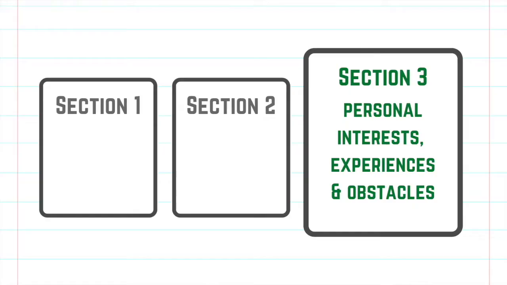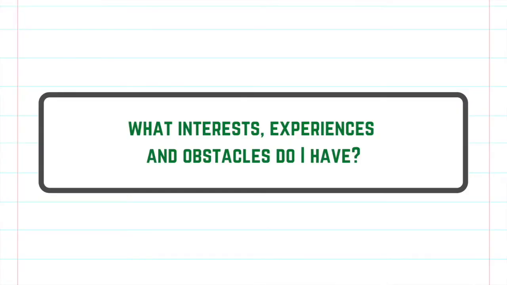On to section 3. And here we're going to brainstorm your personal interests, your personal experience, or personal obstacles that you've been through in your life. So get those last post-its out and ask yourself, what interests do I have? What life experiences do I have? Or what obstacles do I go through in my everyday life?